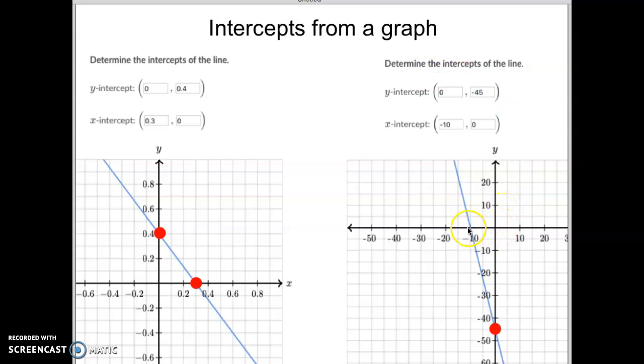And then for the x-intercept, it's where does it cross on this line? You'll notice it crosses right here at -10. So we put that in at -10 and 0. Not much to it. Should be easy. Good luck.